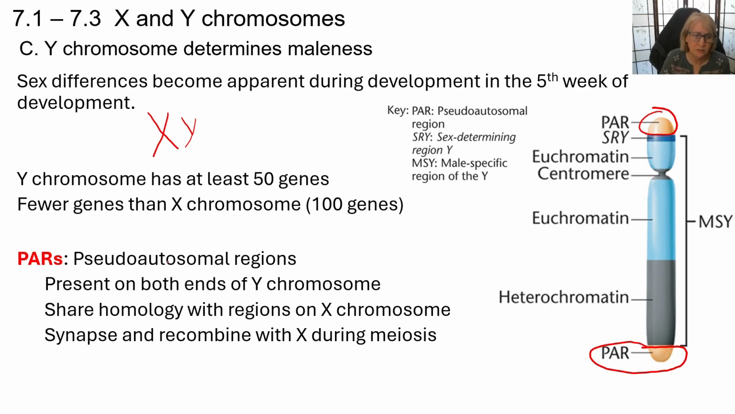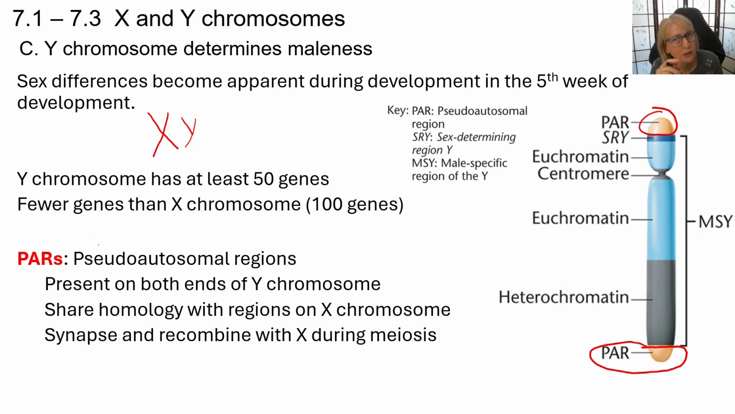PAR is the pseudo, this means fake, autosomal regions. So they're like fake autosomes, and they're on both ends of the Y chromosome. They actually are homologous to the X in these regions. And during synapsis and crossing over during prophase 1, sometimes the PAR regions cross over.